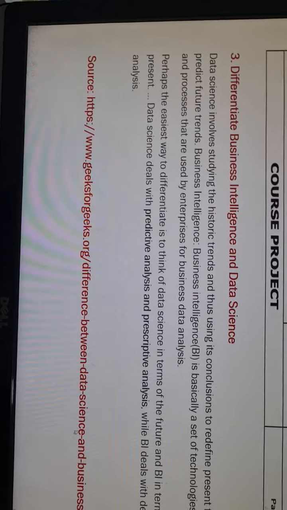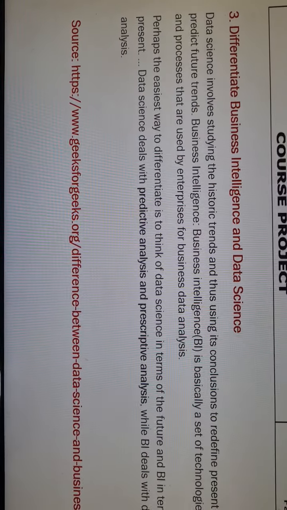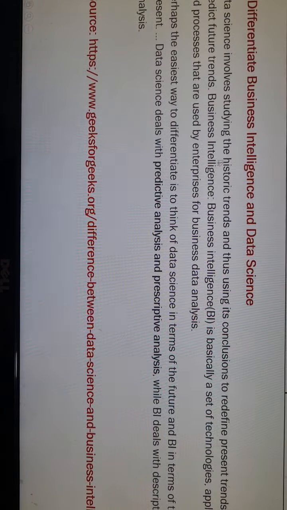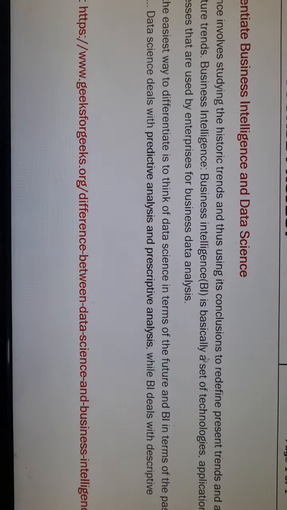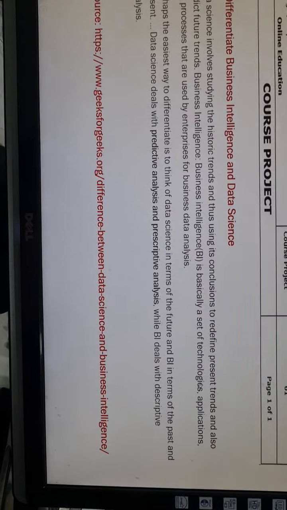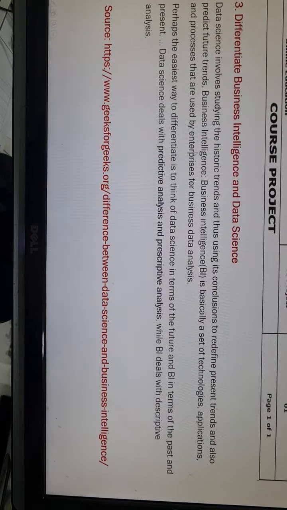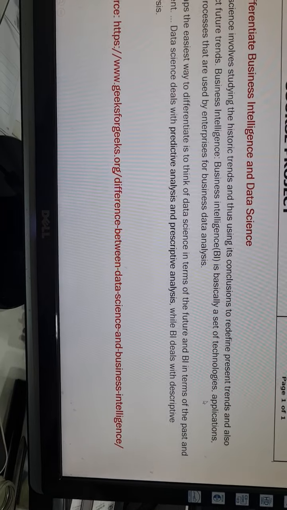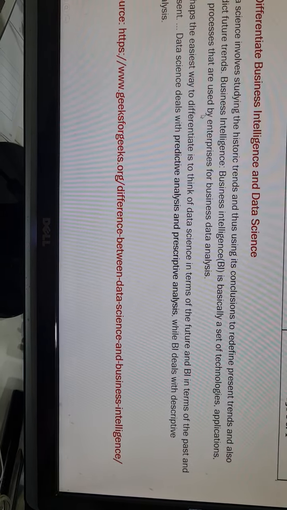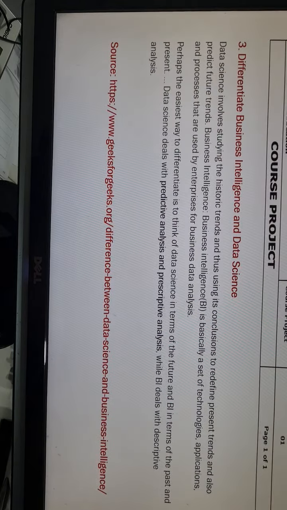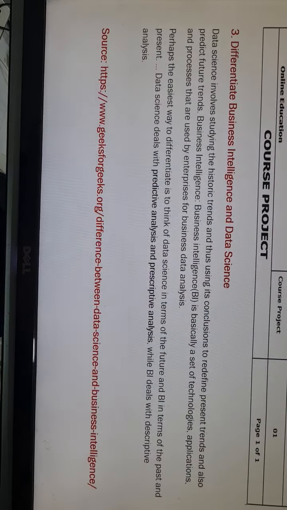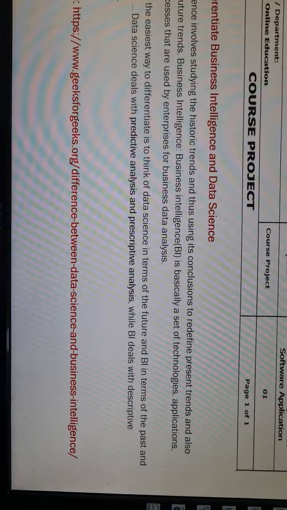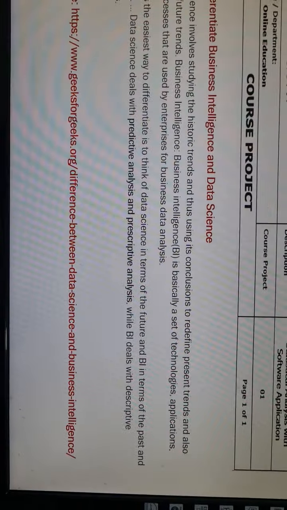The third one is to differentiate between business intelligence and data science. Data science involves studying the historic trends and thus using its conclusions to redefine present trends and also predict future trends. Business intelligence, Power BI, is basically a set of technologies, applications, and processes that are used by enterprises for business data analysis. Perhaps the easiest way to differentiate is to think of data science in terms of the future and business intelligence in terms of the past and the present.